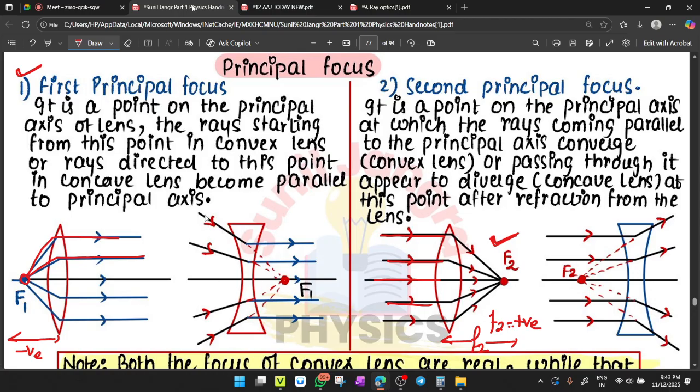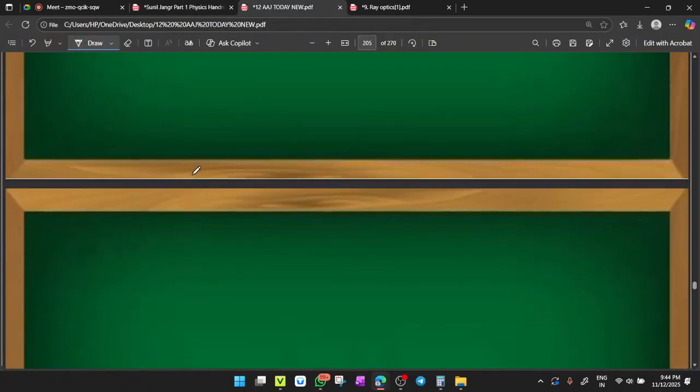Check here. F1 for the concave lens is positive and F2 for the concave lens is negative. So our second principal focus is considered as the main focus. In the numericals, we have to consider only the second principal focus as the main focus. Okay.